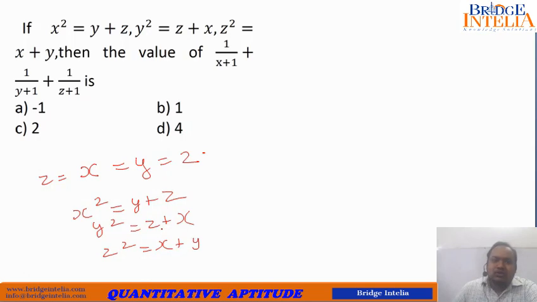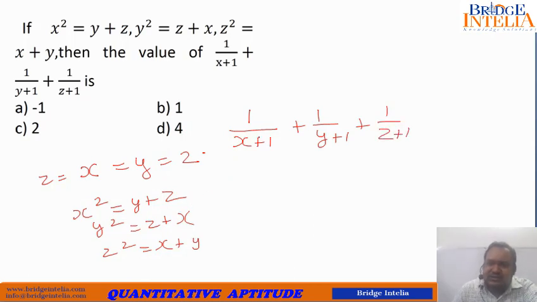So what to do? You have to simply substitute these dummy values in the given expression, and then you have to see which of the options it matches. Now we are going to do exactly that. 1 by x plus 1, plus 1 by y plus 1, plus 1 by z plus 1. Now we are simply going to substitute the dummy value here. So x is equal to y is equal to z is equal to 2. So we will do that.